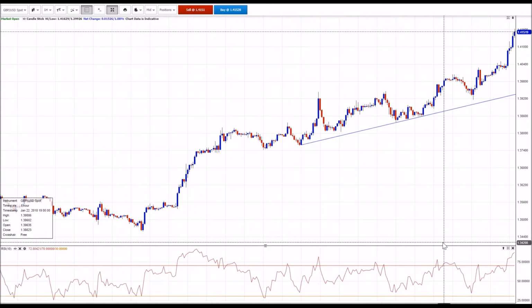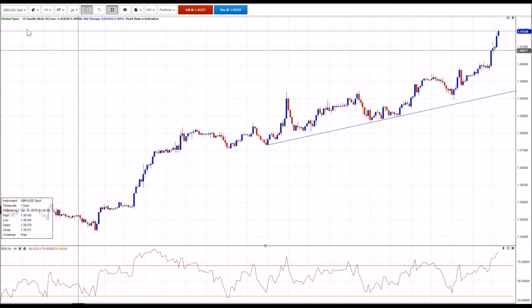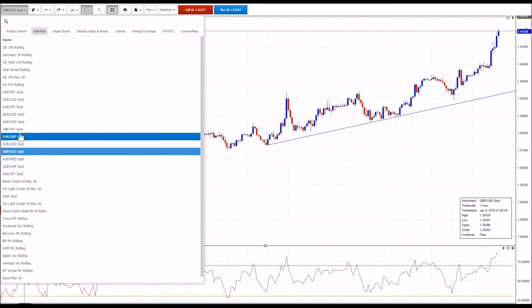It didn't do too badly there, but they're not a holy grail. So I think you have to be careful when using them when markets are moving really strongly. But let's keep it on there for now, and let's take a look at dollar yen.